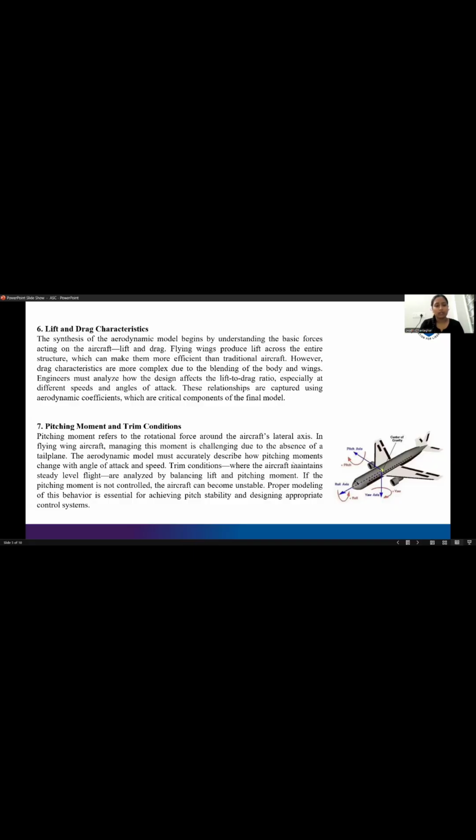The aerodynamic model must accurately describe how pitching moment changes with angle of attack and speed. Trim conditions are where the aircraft maintains steady level flight, balancing lift and pitching moment. If the pitching moment is not controlled, the aircraft can become unstable. Proper modeling of this behavior is essential for achieving pitch stability and designing an appropriate control system.